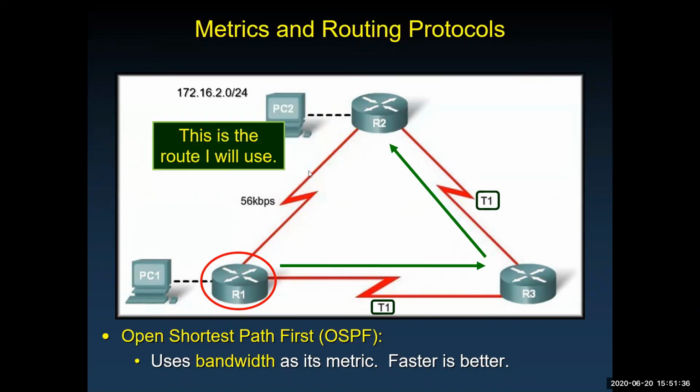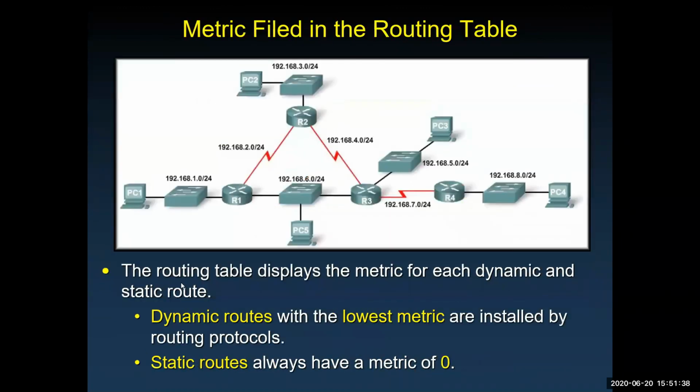Okay? So, I will use this route. Yan. Metric field in routing table. The routing table displays the metric for each dynamic and static route. Okay? Static route is always 0. Okay? So, table 0, 0. No? Dynamic route, the one with the lowest metric.